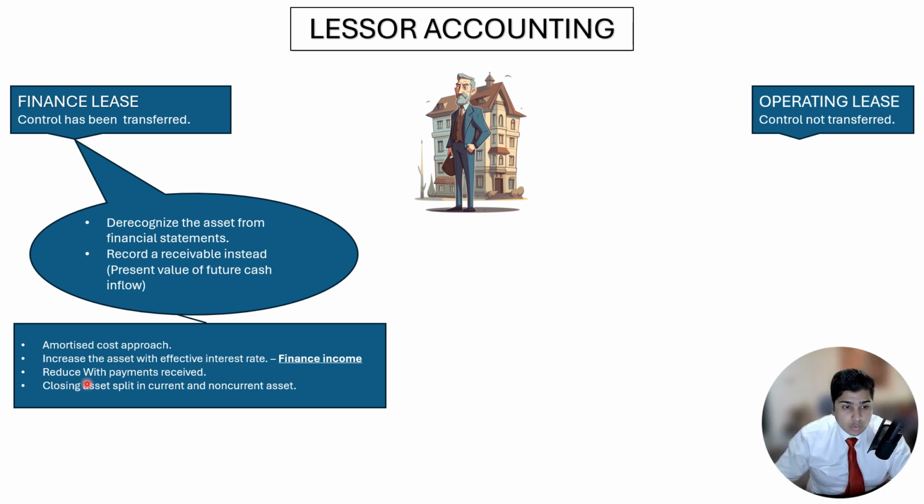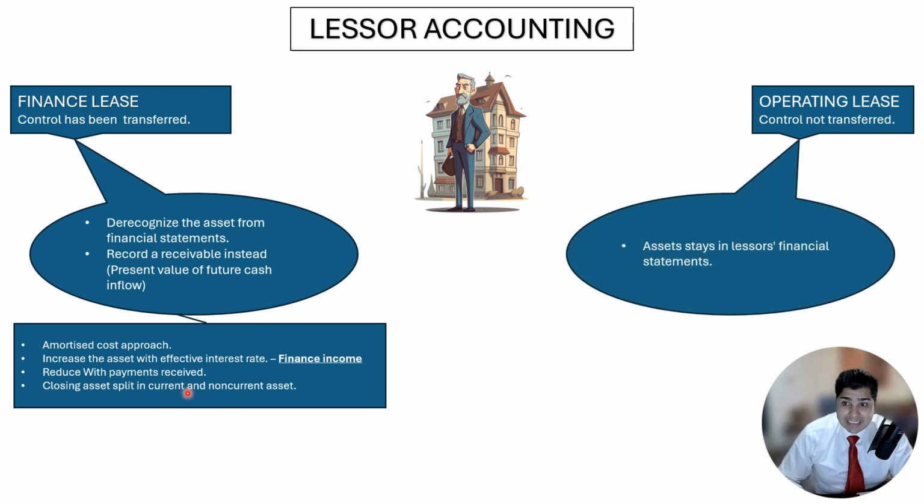We reduce the total receivable with the payments which we are receiving. Like a receivable, you receive the payment, the value of the receivable goes down. Closing asset will be split in the current and non-current asset. This is done with the help of an amortized cost table as well.